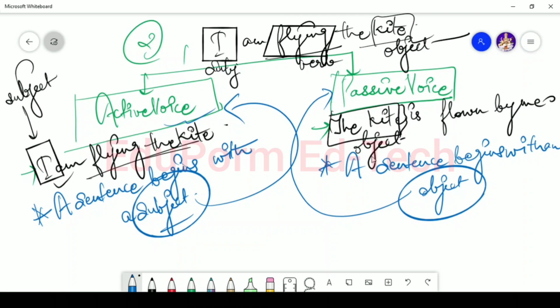So now I hope you understand. Even if you come across questions like change the form of the sentence or specify the voice of the particular sentence, just try to search for the subject and object. If that particular sentence starts with a subject, then that sentence is in its active voice, and if a sentence begins with an object, then that sentence is in its passive voice.